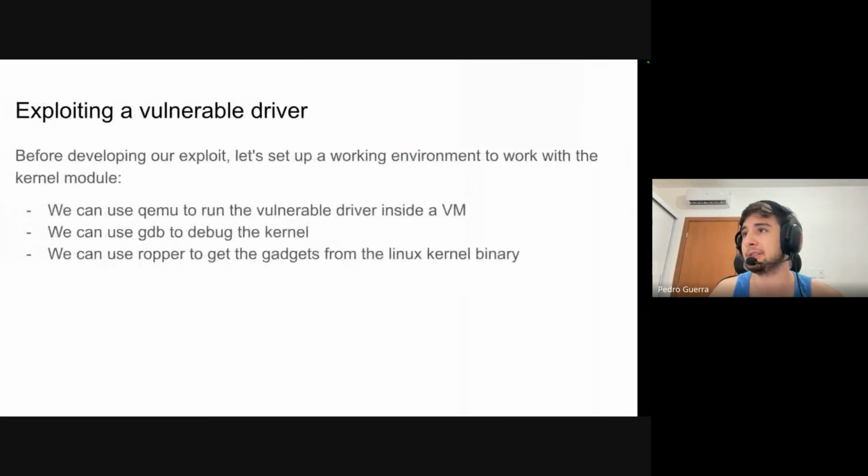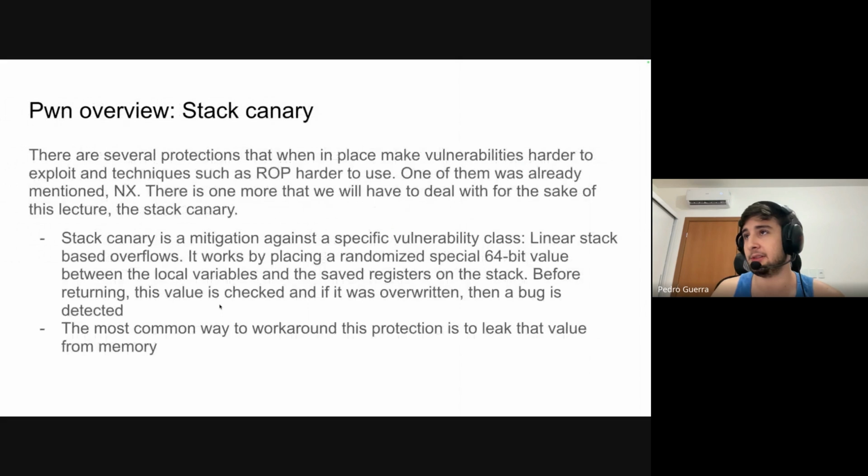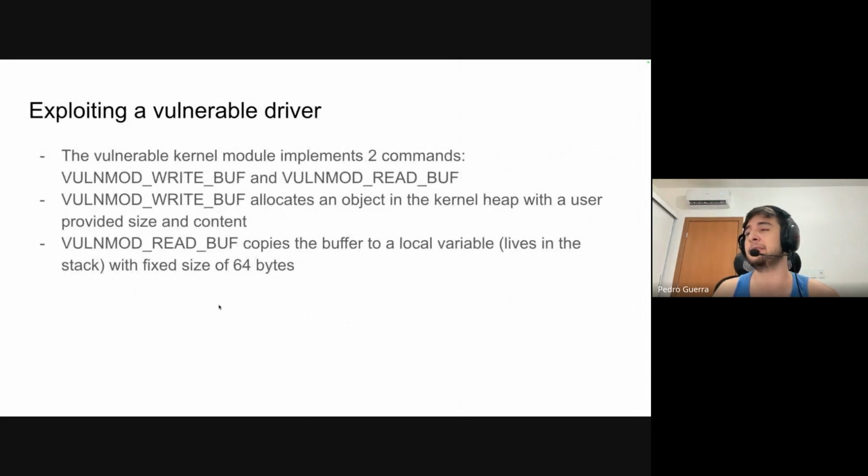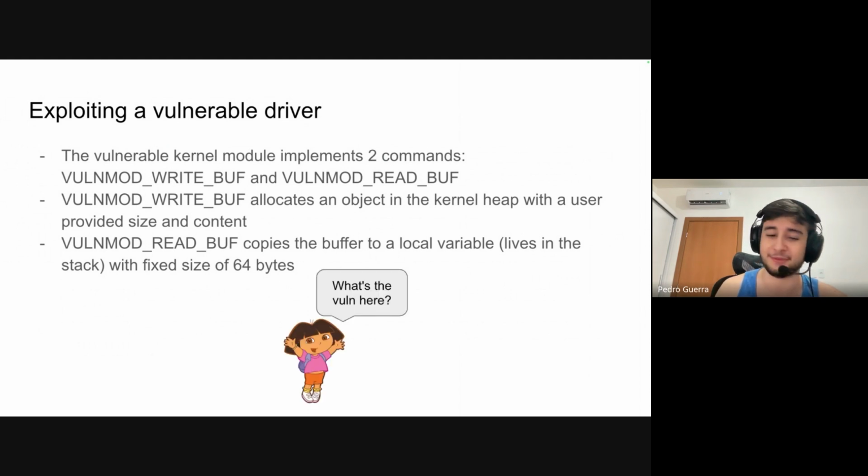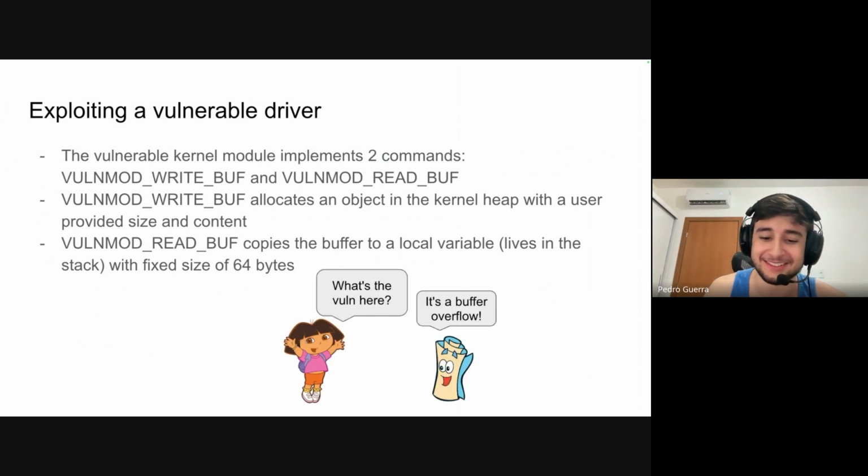Okay, so moving on. Just a quick overview. So we know that the vulnerable driver implements two commands, the write-buff command and the read-buff command. And the write-buff command will allocate an object in the heap with user-controlled size and content, and then read-buff will copy that buffer into a stack variable, which is fixed to 64 bytes. So that's where the overflow happens. Okay, I should probably have shown this first. But what's the vuln here? It's a buffer overflow. So, moving on.